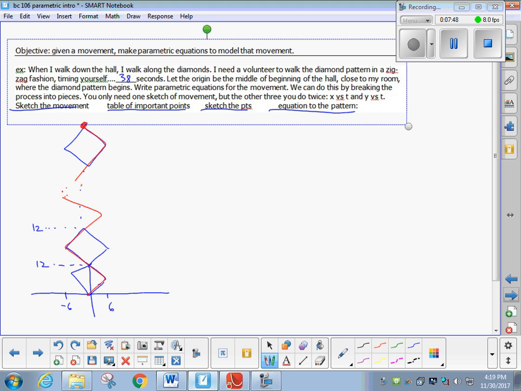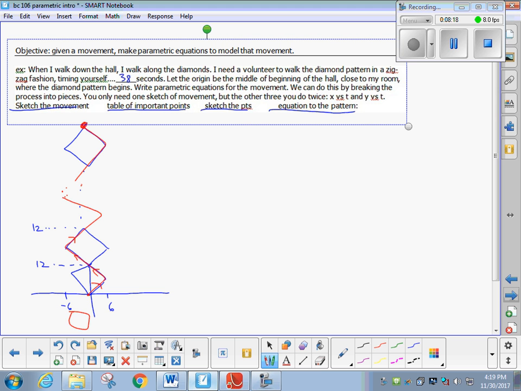Now, in terms of points, I'm going to call my origin the point in front of my room. So here's my room, here's the hall, and she walked this way up the hall. So we want to write equations for that. Now, we need to get some points to look at. I can't write a trend to the horizontal position and a trend to the vertical position until I have some important points and when they happen.